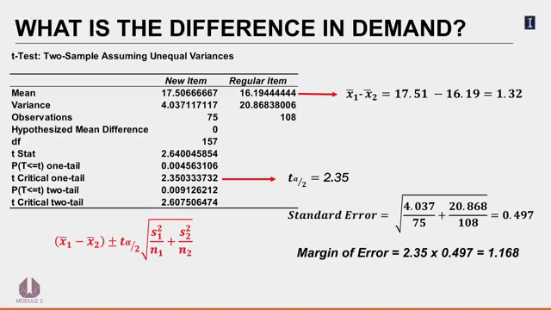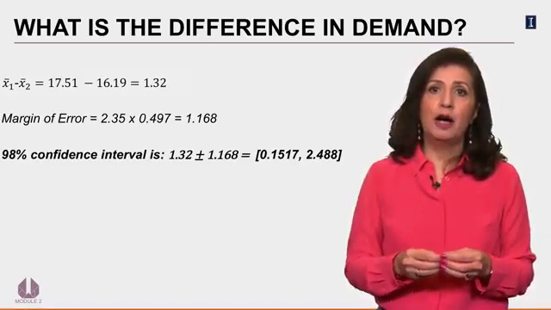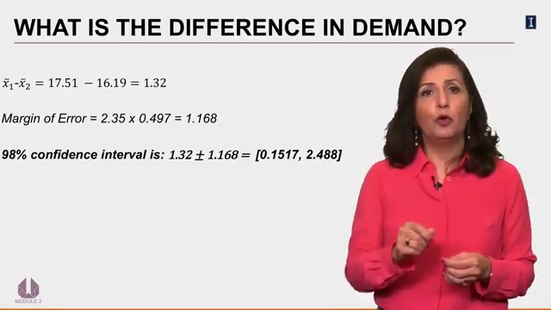I am showing you here how to calculate this difference piece by piece. First is the difference between the two sample means. Then we need the margin of error, which is t of alpha over 2 for a one-tailed test, in our case 2.35, times the standard error, which means the margin of error turns out to be 1.168. So now we are ready to express the 98% confidence interval. Alpha here is 0.01. We find the 98% confidence interval to be 0.1517 to 2.488.